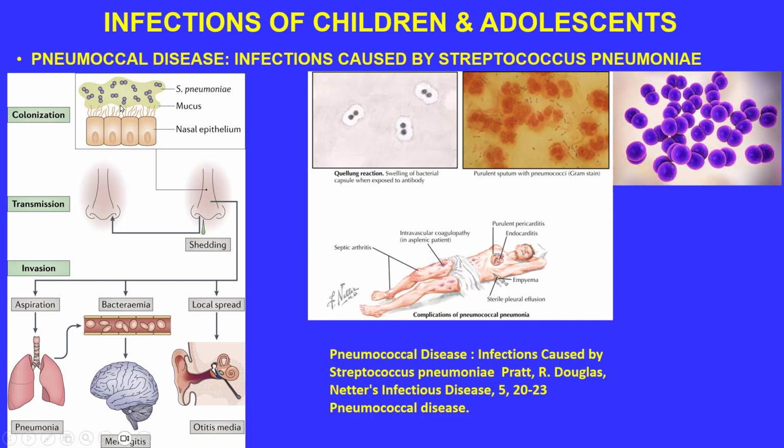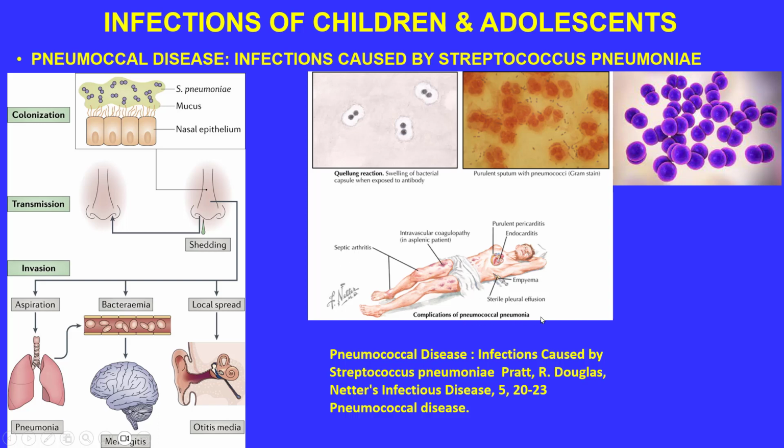When the S. pneumoniae comes into the nasal epithelium, you're going to have, obviously, an infection that's going to build up here through the mucus, transmitted. You will also have shedding, such as the passage of nasal mucus. And then you have invasion. And this can include aspiration for pneumonia. You can have this by bacteremia traveling in the blood and then leading to meningitis. Or it can be a local spread. And the local spread can be, for one example, otitis media. Okay?